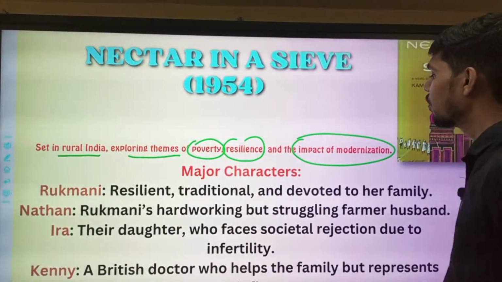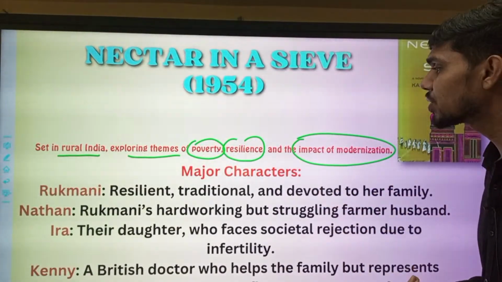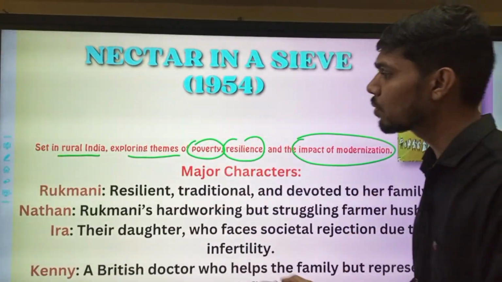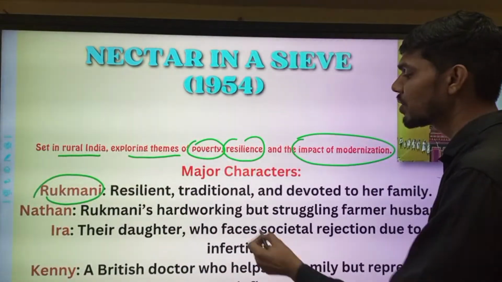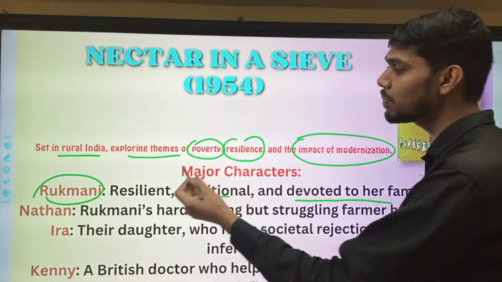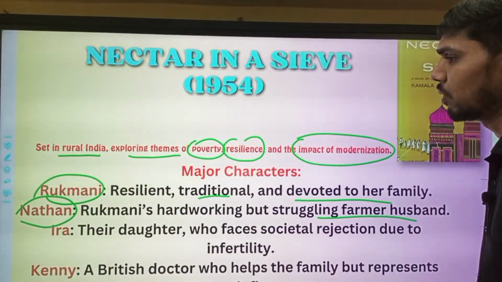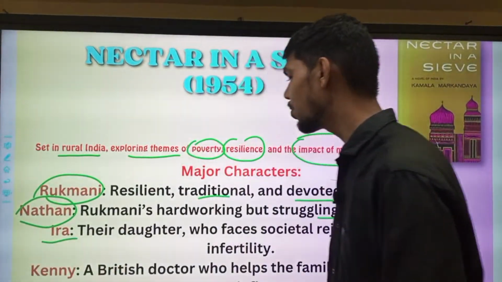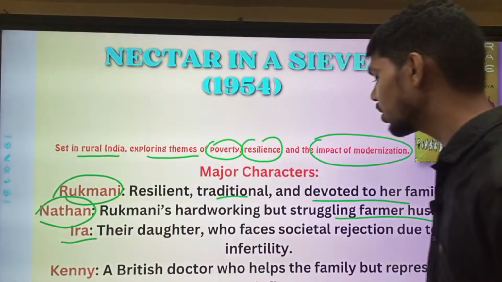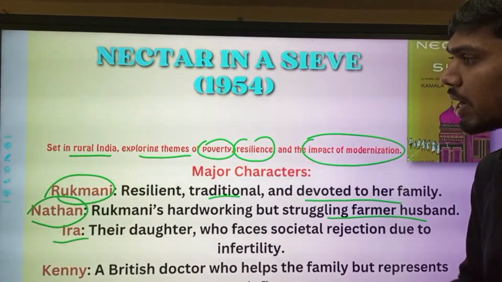of modernization. Modernization that we face in our life: the Britishers came and established industries here. The main protagonist is Rukmani, resilient, traditional and dedicated to her family. She completely dedicated her life to her family, and her husband is Nathan. Nathan is a hardworking but struggling farmer. The third one is Ira, their daughter, who faces societal rejection due to infertility. The fourth is Kenny, a British doctor who helps the family but represents Western influence. What happens with the family and with Rukmani?